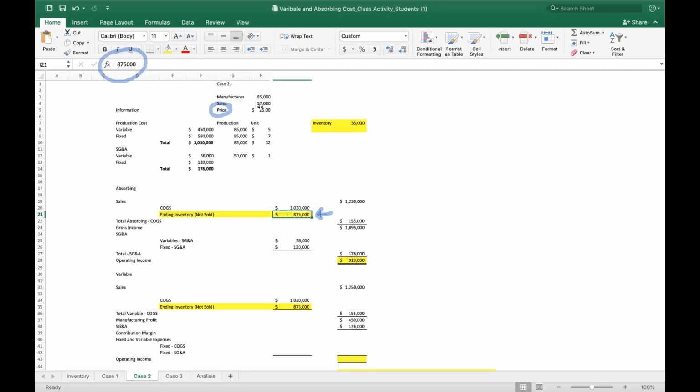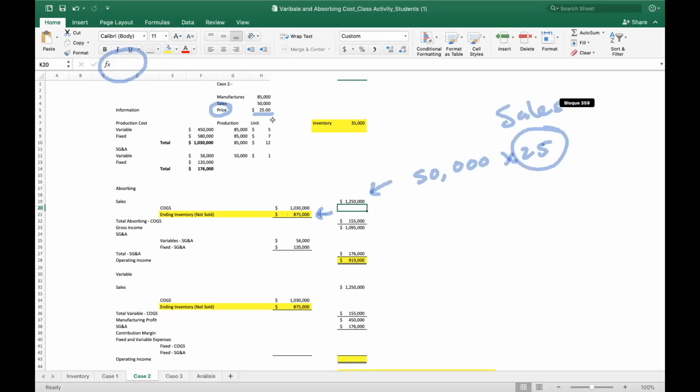But is that the price it's being sold at, or the price? Yep, and actually, how did you get this one? This sales one? I think that was just the 50,000 times 25. Yes. Like that. So you do know this is the sales price, because these are the sales in it, right? Yeah. So why are you using the sales price to evaluate the inventory? No idea.